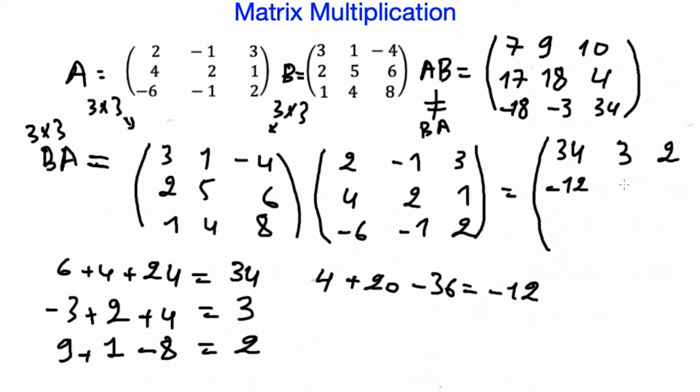The entry here at this position is this row times this column, so it is minus 2. 5 times 2 is 10. 6 times minus 1, which is minus 6. So this is minus 8 plus 10, which is 2. So here is 2. And this position here is this row times this column, so it is 2 times 3, which is 6. 5 times 1 is 5, plus 5. And 6 times 2, which is 12.